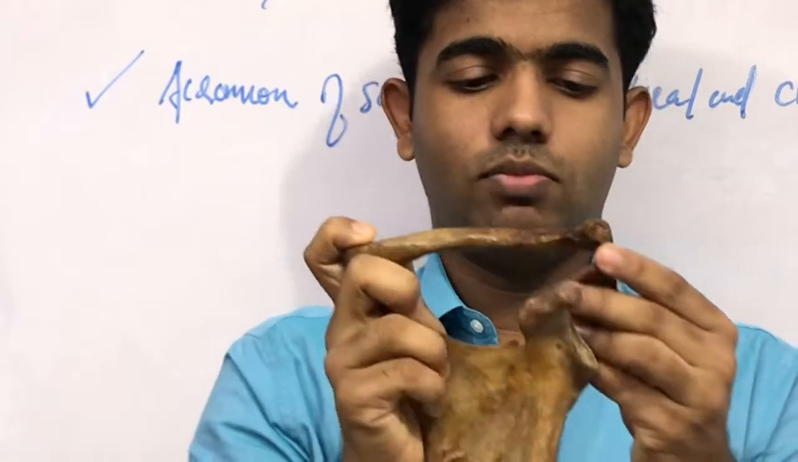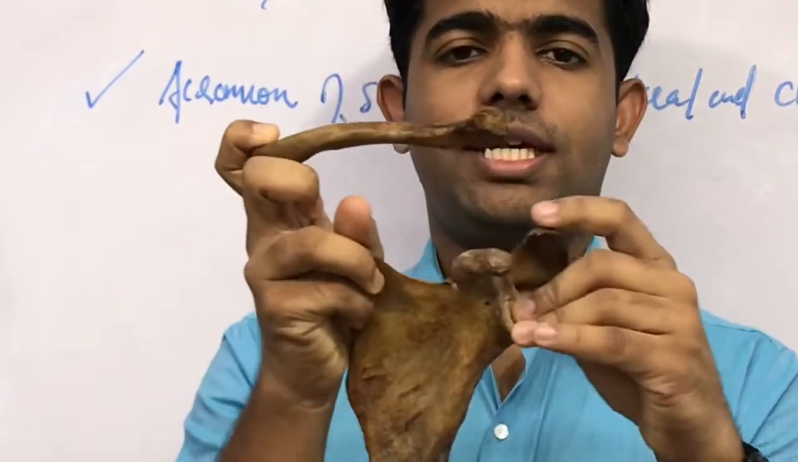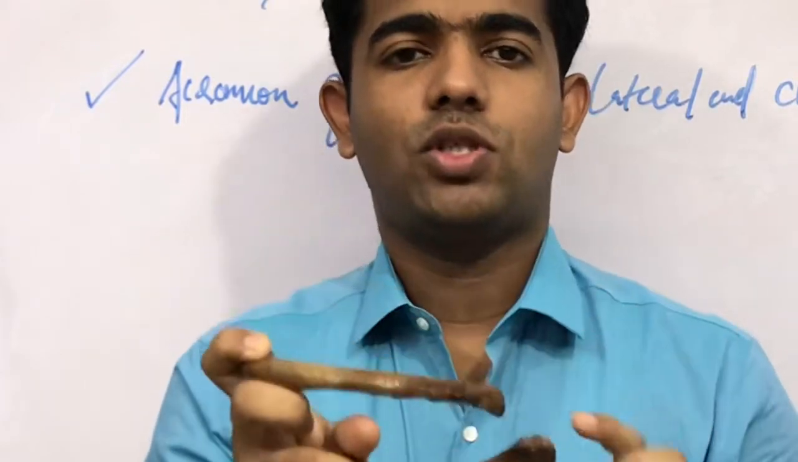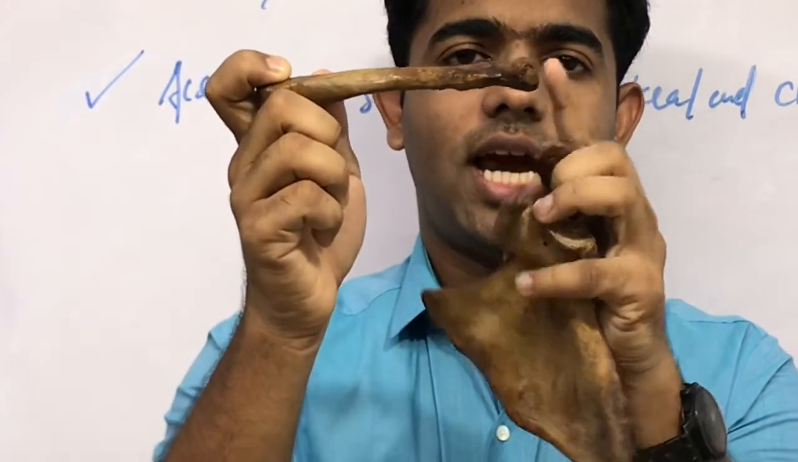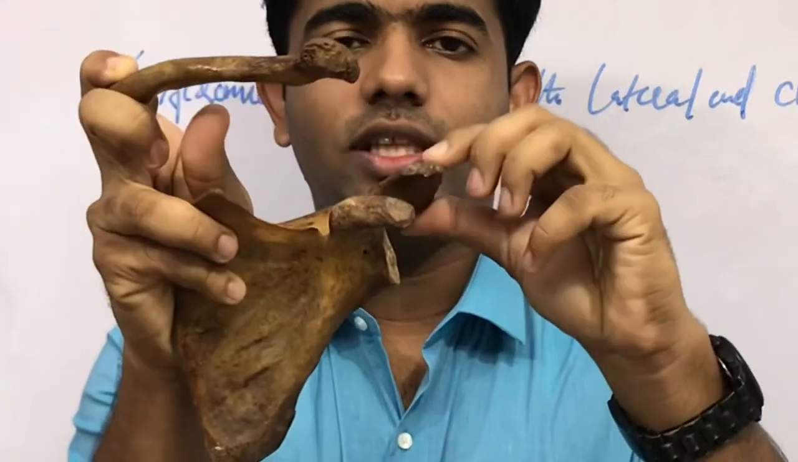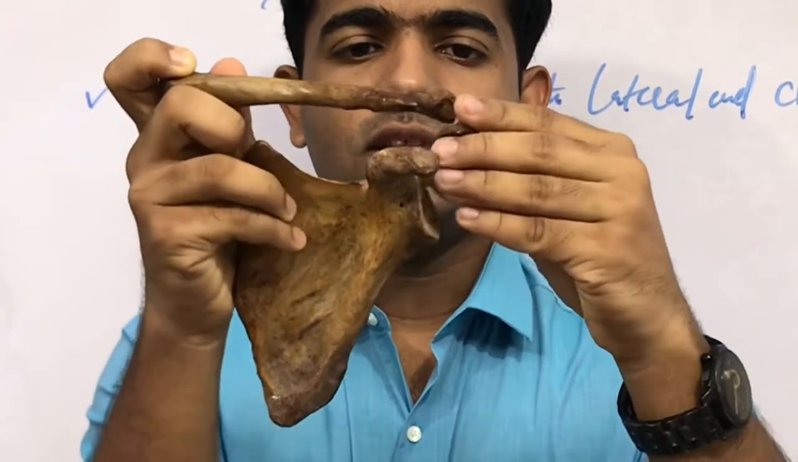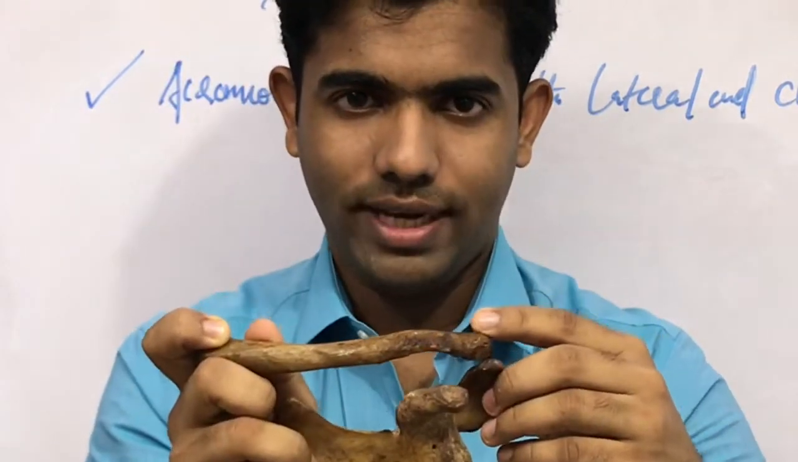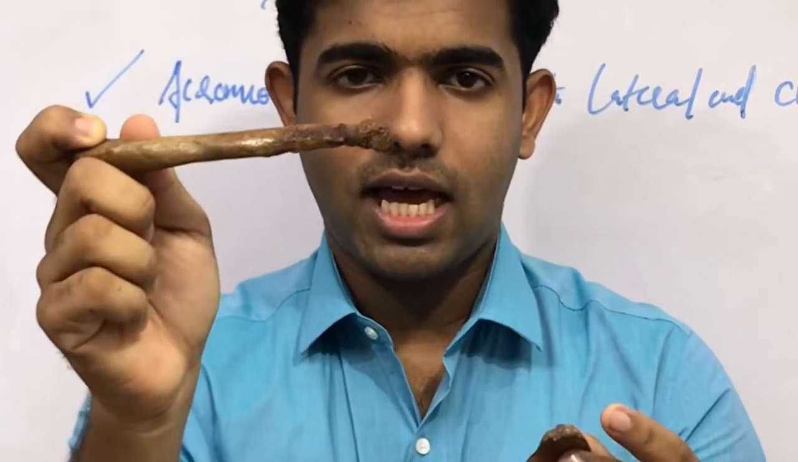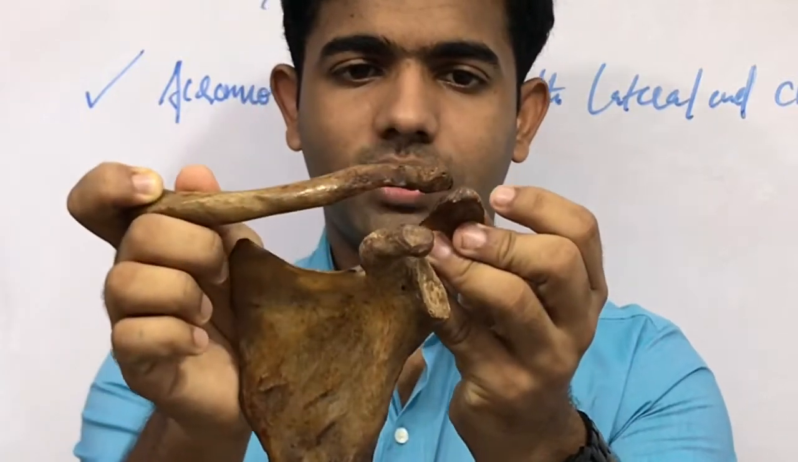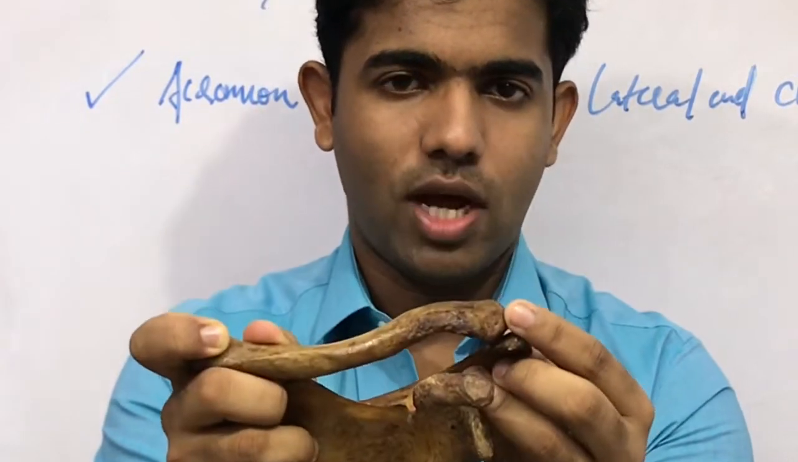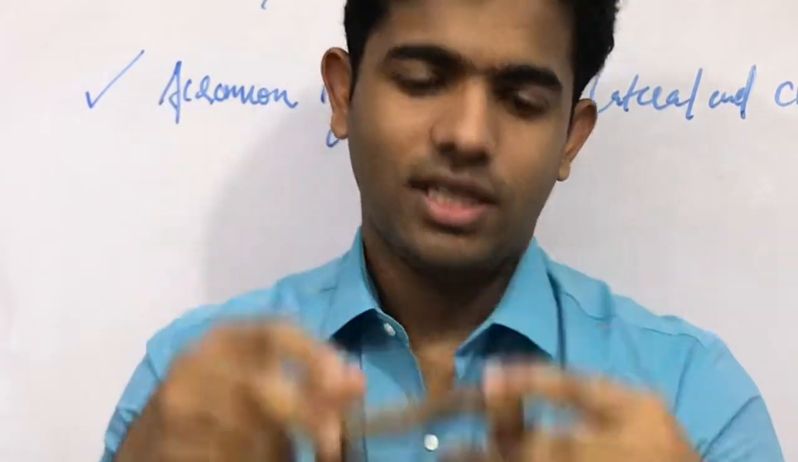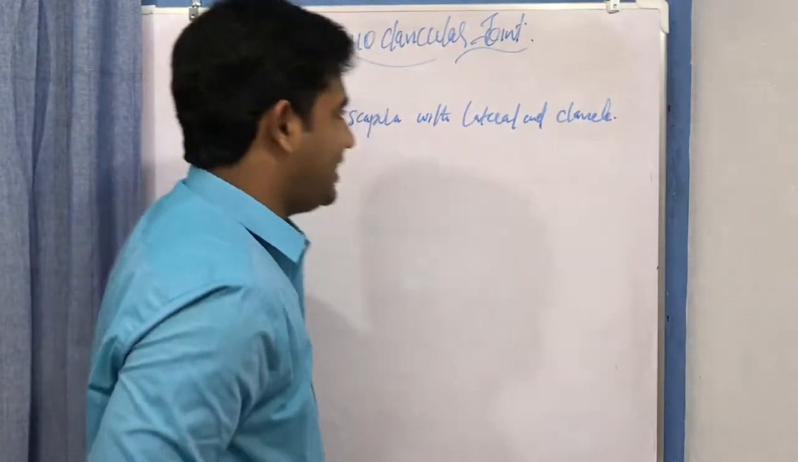The clavicle is a horizontal bone, and you have the acromion process over here, and the coracoid process over here. So this lateral end of the clavicle is going to articulate with this acromion process. This joint is known as the acromioclavicular joint. Am I clear? So this lateral end of the clavicle simply articulates with the acromion process of the scapula and forms which joint? The acromioclavicular joint. Now let us examine the joint in detail.